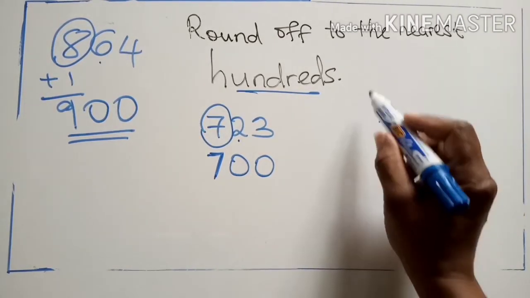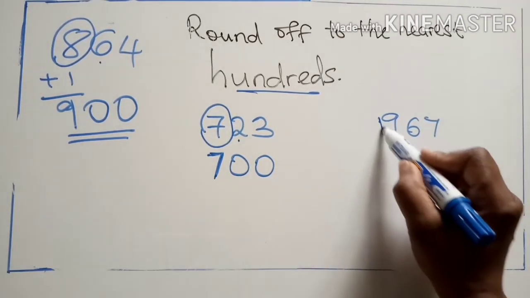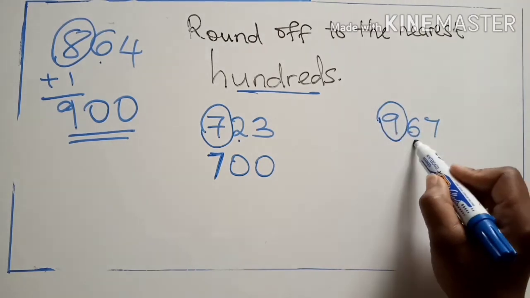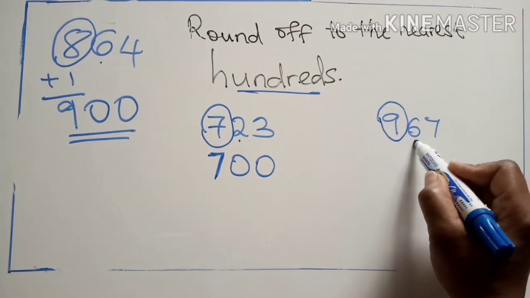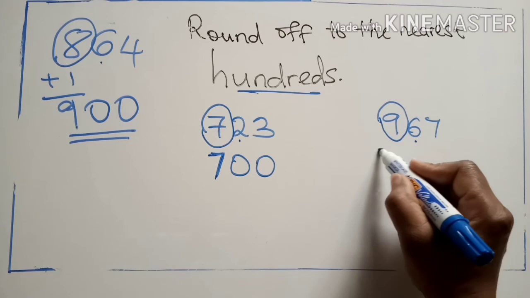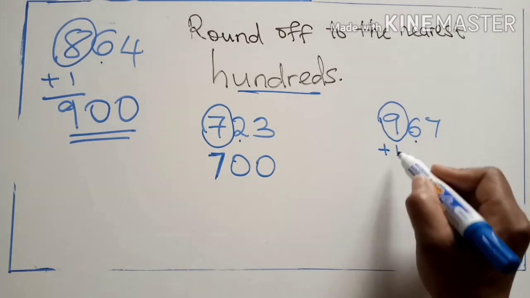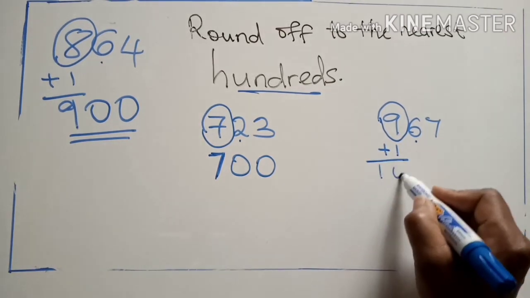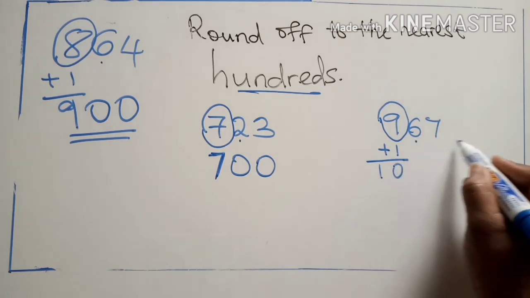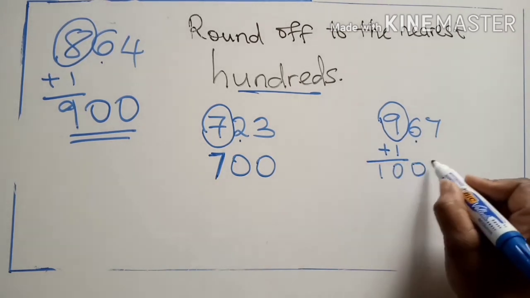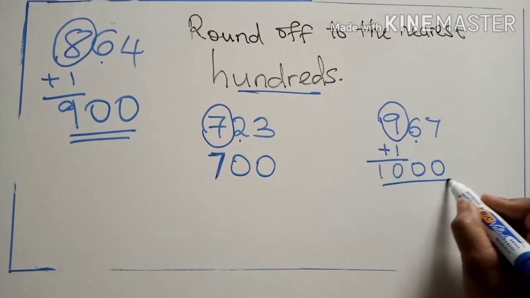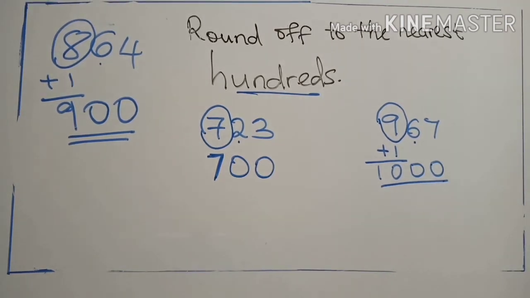967, we are rounding off to the nearest hundreds. So circle the hundreds. Then look at the number to the right. It is already 5 and above. So that means we are rounding up. Rounding up means you add 1 to the hundreds. So that now you have 10. And then every number that is to the right is converted to zeros. So our answer here is 1,000.